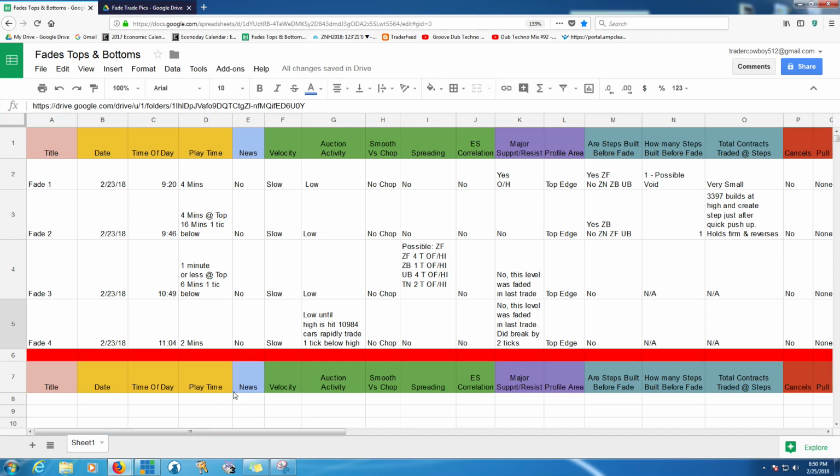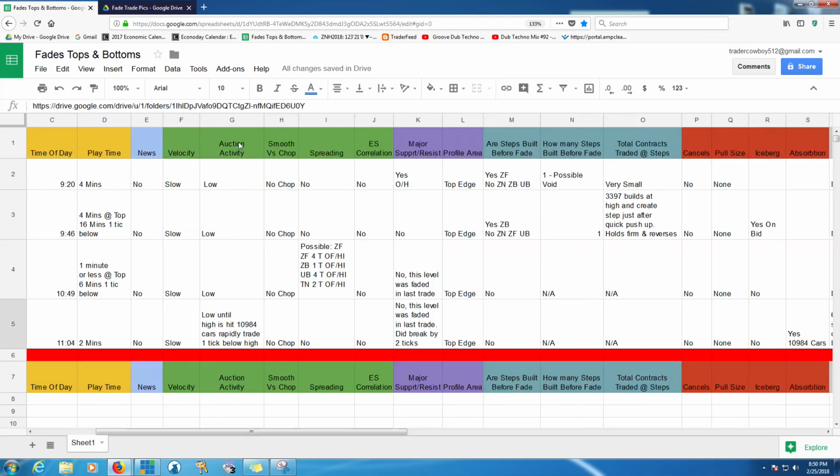Was there news? No news that day, because news is important. Velocity, that's how fast the market moves up or down. If it's just taking out one price after the next and moving up, I would put fast. If it's medium, I would put medium. It was very slow that day, all day actually, so all this is going to say slow.